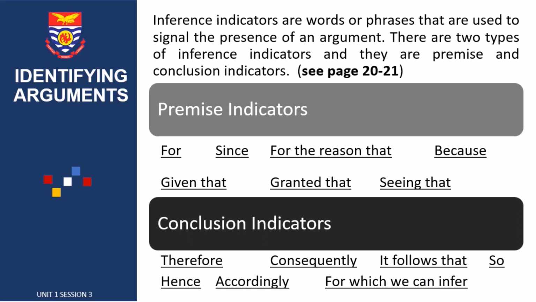We use these conclusion indicators to point out that this is the conclusion, therefore automatically the others are the premises. So we have premise indicators too, and some of them are for, since, for the reason that, because, given that, granted that, seeing that. So these are also premise indicators, and with this clue you can easily select what is an argument and what is not an argument.